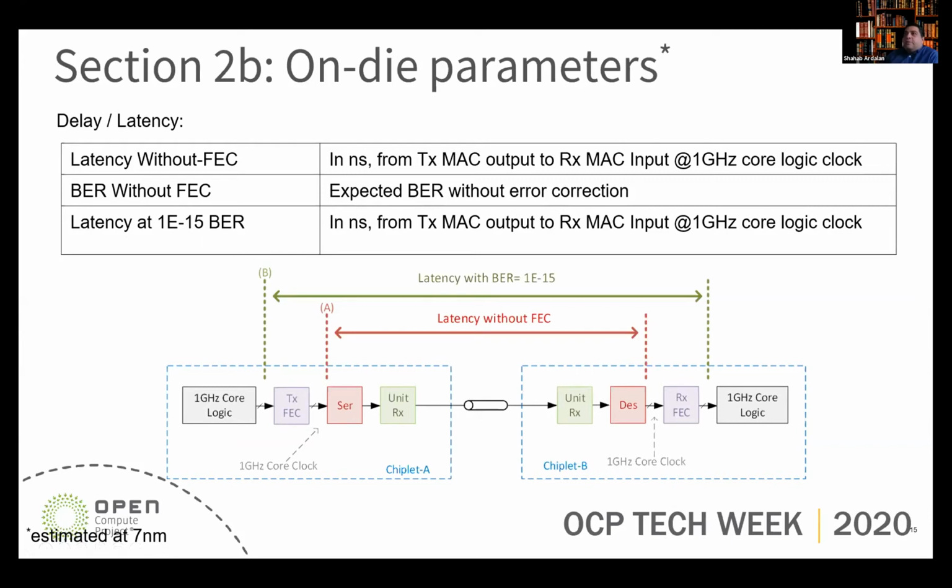Sometimes, for example, this could be exactly the same as the top one if you don't need FEC, or if you need it, then you're going to add the FEC latency to it as well. Again, I should emphasize one more time, we decided to have the 1 GHz core clock here to make it uniform and simple for everyone.